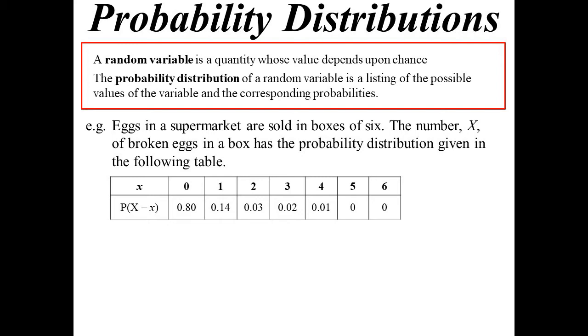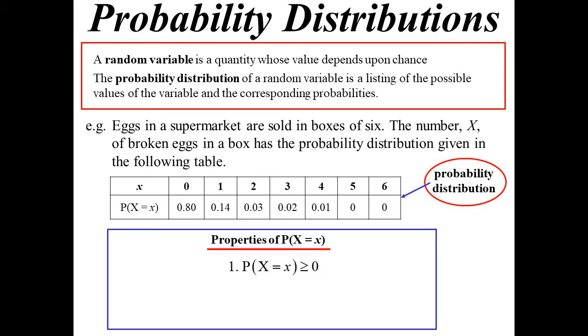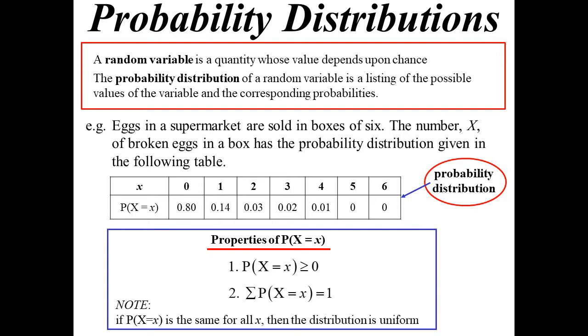Now, the properties of the probability of our random variable equaling 0 or 1 or 2 and so on. Well, we know it's got to be a positive number. We also know the sum of those probabilities has to equal 1. And if the probabilities are the same, in our example they're not, but if they were the same, then we have what's called a uniform distribution.